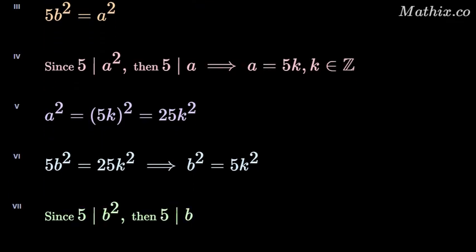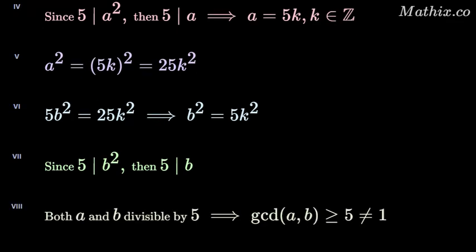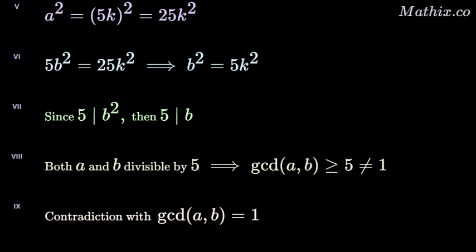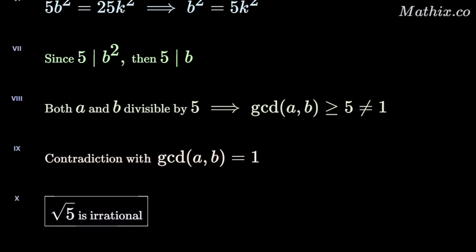Because 5 divides b squared, 5 must also divide b. If both a and b are divisible by 5, then their greatest common divisor is at least 5, contradicting the initial assumption that it is 1. This contradiction shows that the original assumption is false. Therefore, the square root of 5 is irrational.